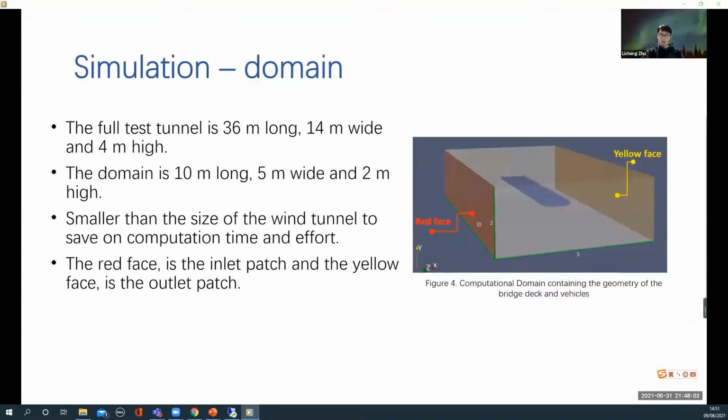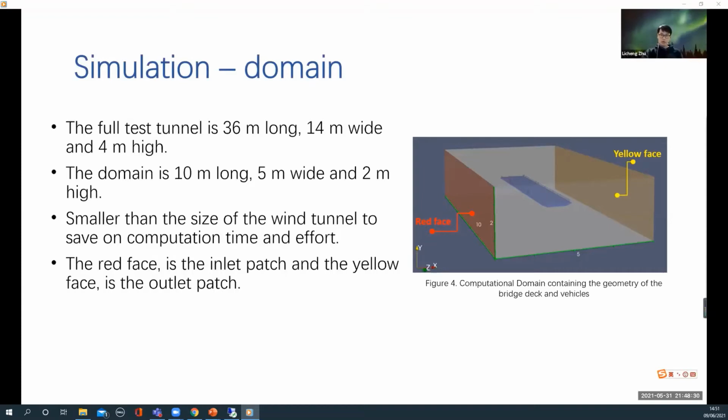The wind tunnel test is performed in a closed circuit wind tunnel. It has a size of 36 meters long, 40 meters wide, and 4 meters high. I built a smaller domain to save some computational power. Simulation results have shown that the flow can fully develop at this scale. I will talk about the domain study later.